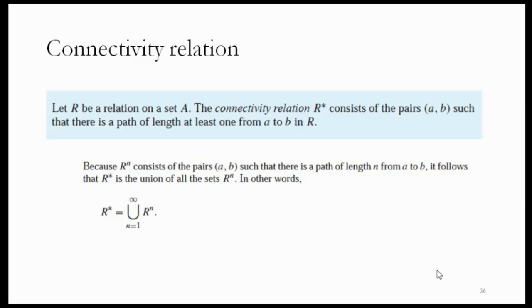Because R power n consists of the pairs (A, B) such that there is a path of length n from A to B. It follows R star is the union of all sets R power n, in other words, where n is equal to 1 to infinity. 1 to infinity means you don't know how many nodes there will be exactly. If you take 50, it is n equal to 1 to 50. This way of iteration and updation will be continuously done because it is done periodically.